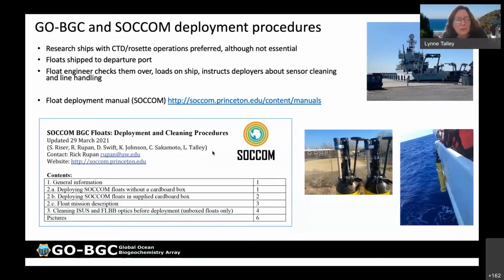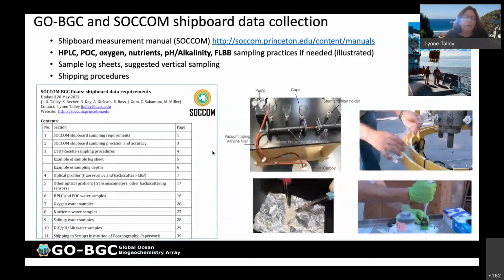We have a couple of manuals through SOCOM that we're going to migrate to GO-BGC for float deployment procedures. There's always an engineer that goes to port and talks to whoever is deploying, the marine techs or science party. And we have written instructions for that. That engineer importantly checks the floats before they get on the ship after shipping them that long way, their cleaning procedures and their deployment procedures. We also have a shipboard operations manual through SOCOM that will migrate over to GO-BGC.